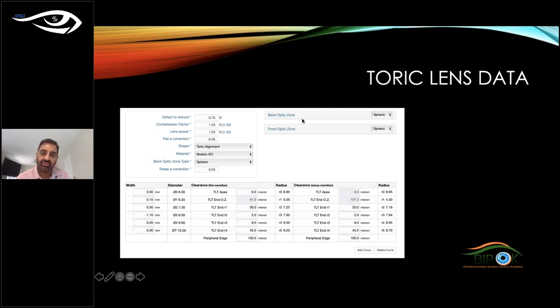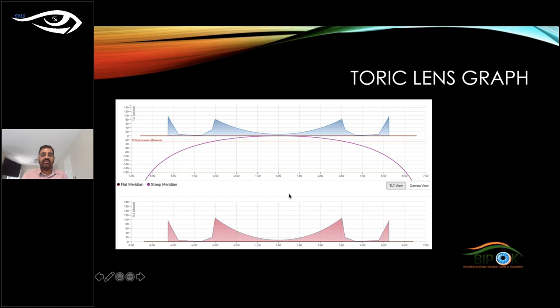Because I could have changed this also into toric, but we don't need to because there's not much of a cylinder here, in the power. So if you look at all the curvatures, what's happened here is now we've got two sets of curvatures at different angles. If I show you now the TF profile, you can see we've created these two zones. This is the flat meridian and the steep meridian.